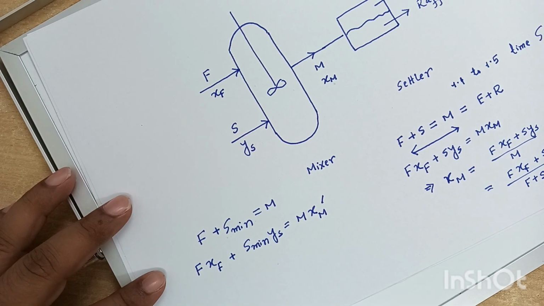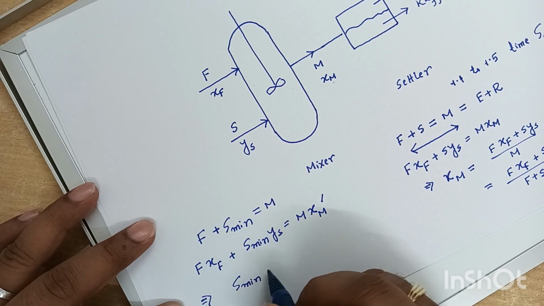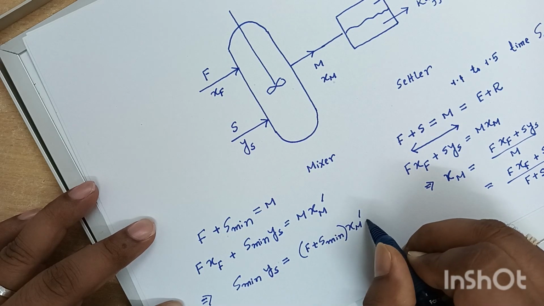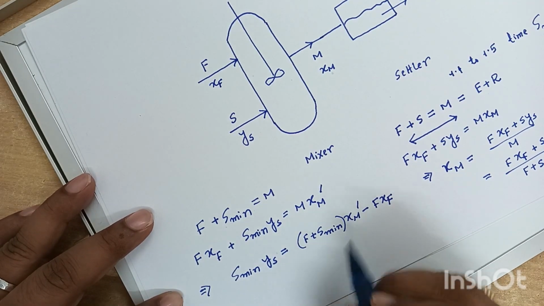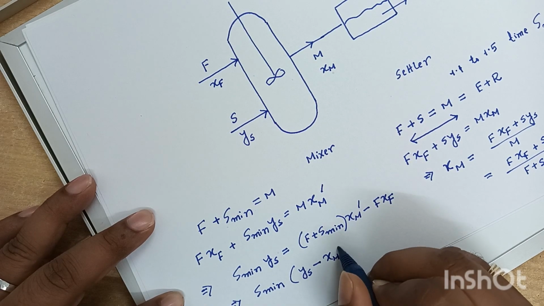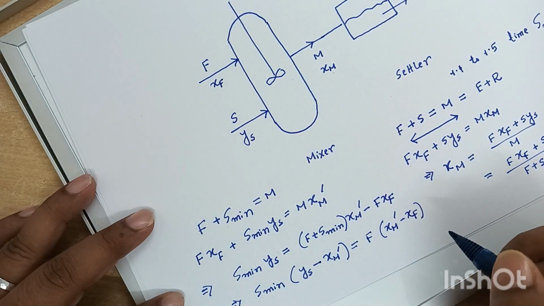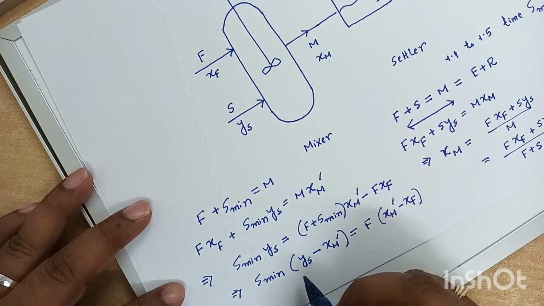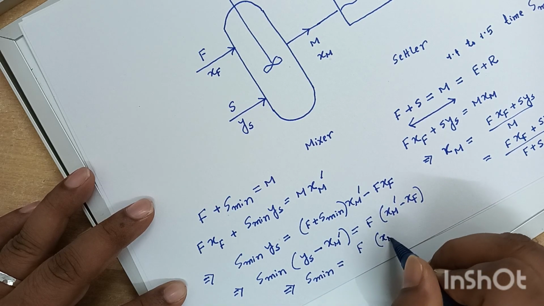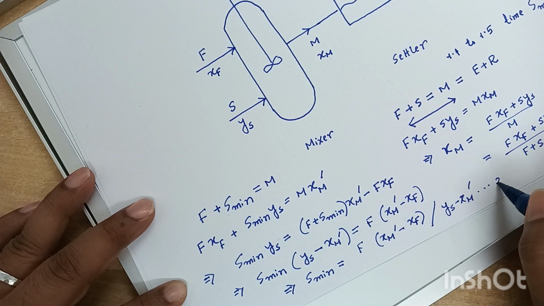From here, we can easily find out an expression for S minimum. F xf plus S minimum ys is equal to M xm prime, which is (F plus S minimum) xm prime, so S minimum (ys minus xm prime) is equal to F (xm prime minus xf). Okay, and from here you get the final expression for minimum solvent flow rate: S minimum is equal to F multiplied by (xm prime minus xf) divided by (ys minus xm prime). So let it be equation 2.